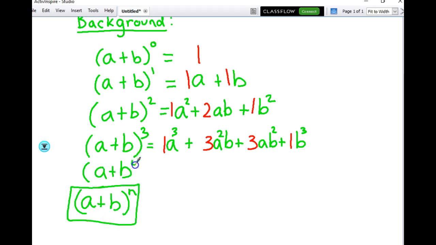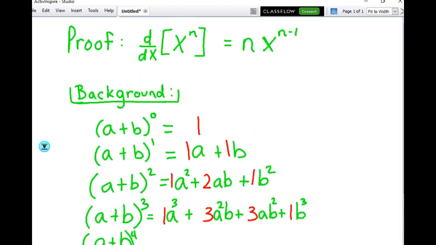So we're going to try to figure out a pattern, and then we're going to use that pattern to see if we can do a plus b to the 4th, and then I'll let you guys see if you can do a plus b to the 5th. And remember, all I'm doing right now is giving you some background that you're going to need in order to do the proof, which is what we're really trying to work on right now.